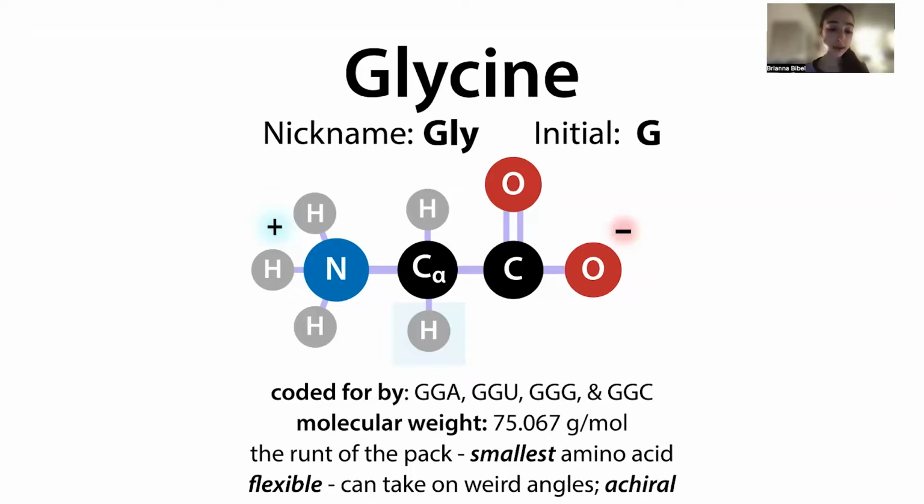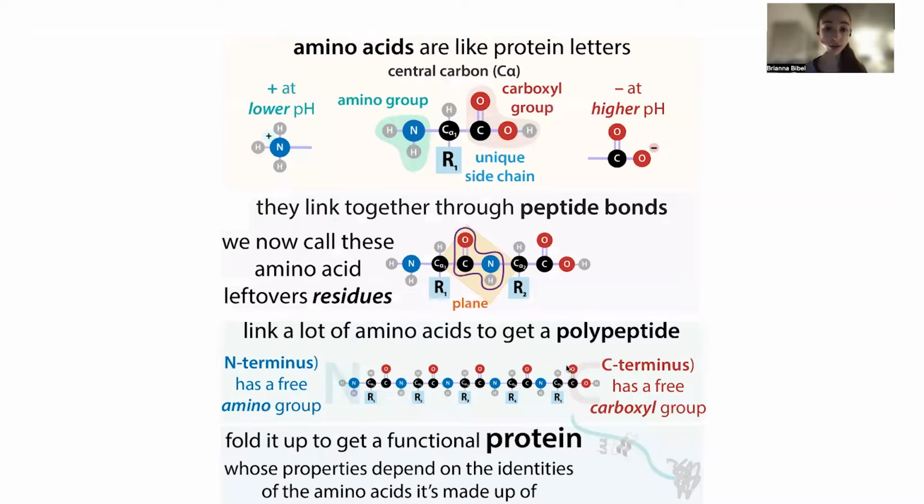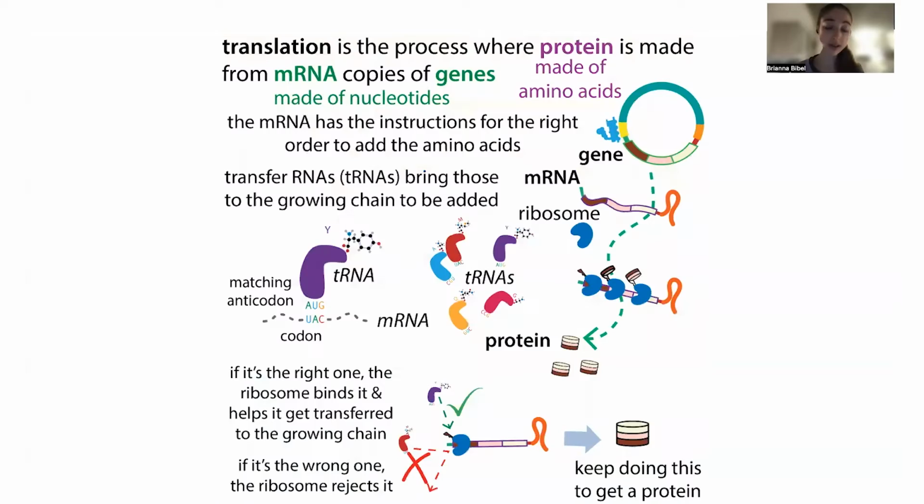As I mentioned, amino acids link together to form chains called polypeptides, which then fold up to form functional proteins. And the instructions for getting them linked together, what order to link them in, are written in the messenger RNA, which is an RNA copy of the DNA gene. And then in the process of translation, what happens is that the ribosome, this protein making complex, is going to travel along that messenger RNA, and tRNAs are going to bring it the corresponding amino acid.